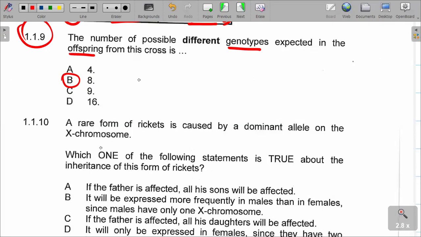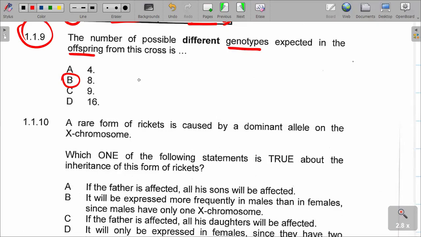A rare form of rickets is caused by a dominant allele on the X chromosome. Which one of the following statements is true about the inheritance of this form of rickets? Which one is correct in this form of rickets? I'm sure you can see that this is sex-linked, caused by a dominant allele on an X chromosome. So it is a sex-linked disease, in other words.